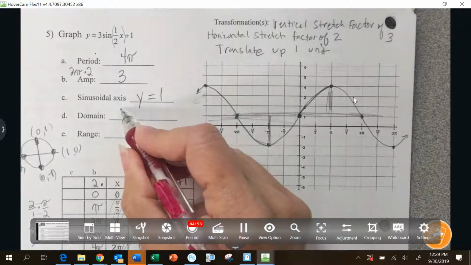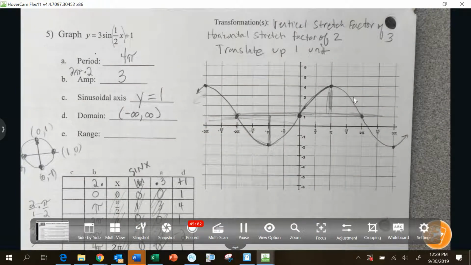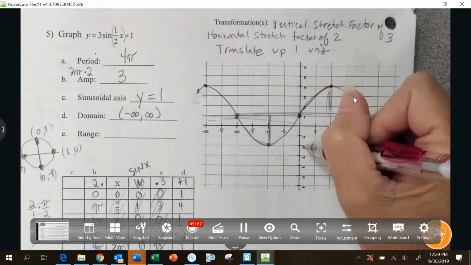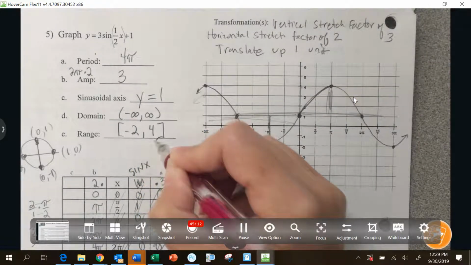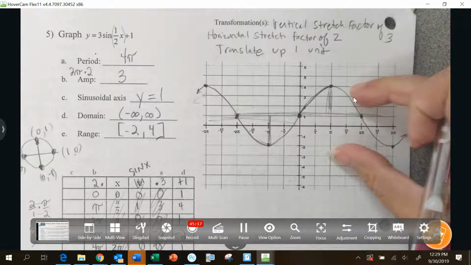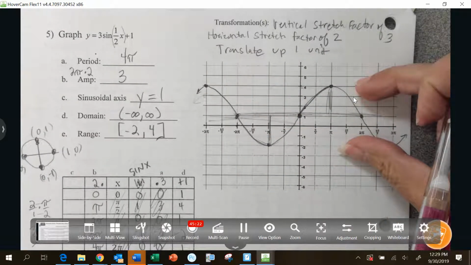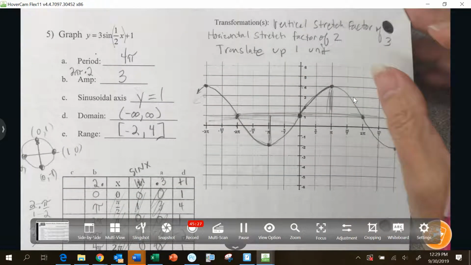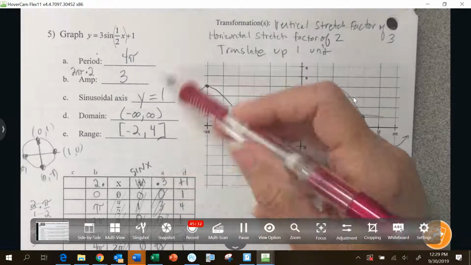Domain, left to right, is all real numbers, so negative infinity to positive infinity. Range is how far down to how far up. It goes from negative 2 to positive 4. It's like right in this little area right here. With the last one, I'm not going to do all of the last one. I just want to show you that you can find some of this information without even graphing or filling out a table.